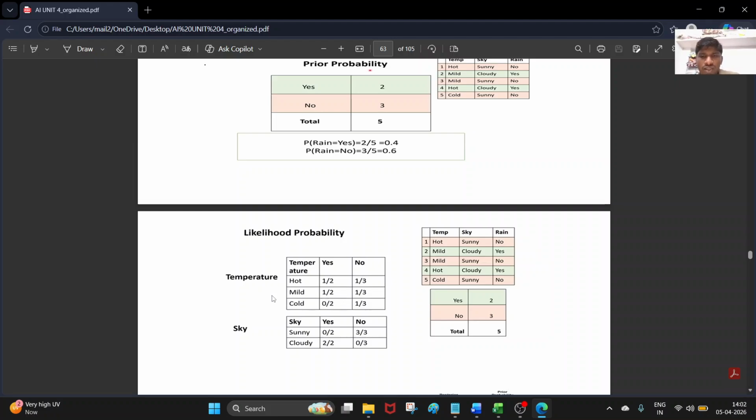Mild, how many milds are there? Totally 2 milds are there, out of which 1 is yes and 1 is no, therefore 1 by 2 and 1 by 3. Cold, how many colds are there? You have 0 colds with yes, and 1 by 3, that is 1 cold with no. Next regarding sky, we have to calculate sunny and cloudy. Sunny with yes for rain is 0, and sunny with no for rain is 3 by 3. Cloudy with rain as yes is 2 by 2, and cloudy with rain as no is 0 by 3.